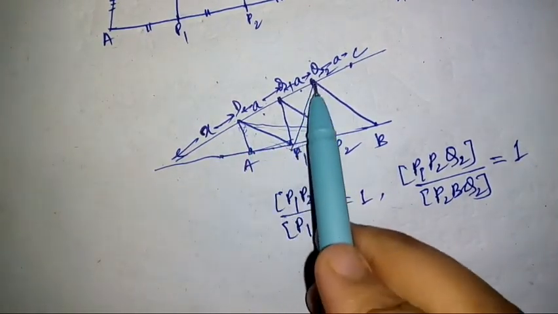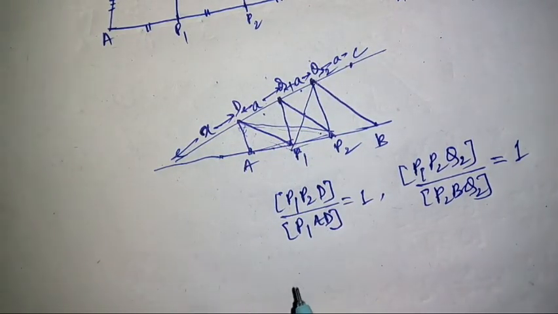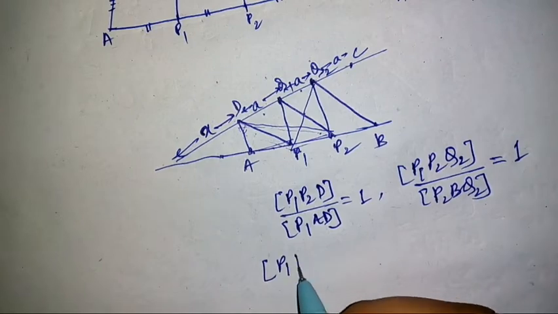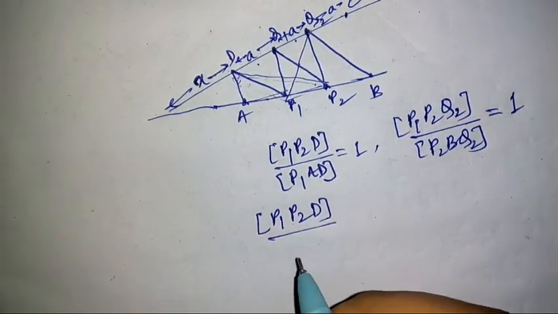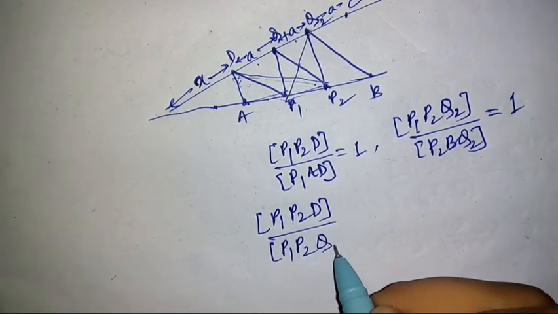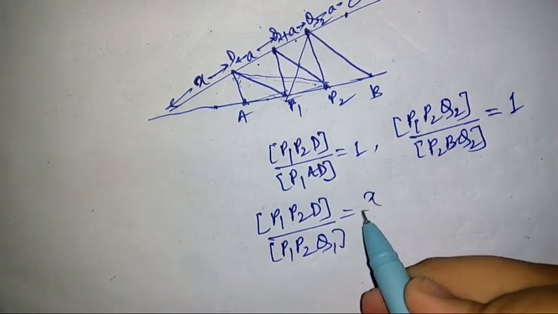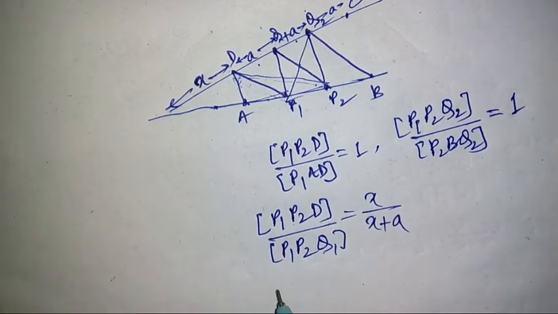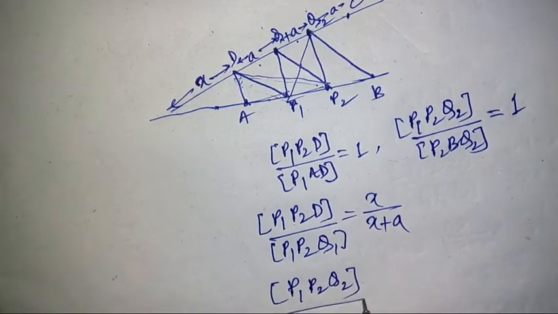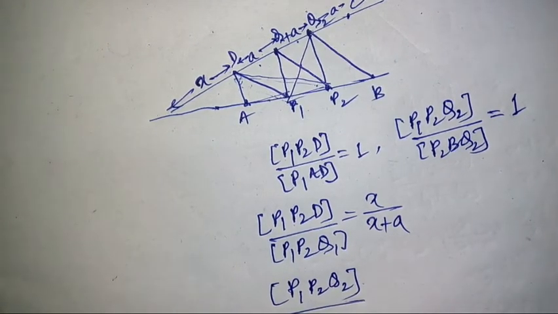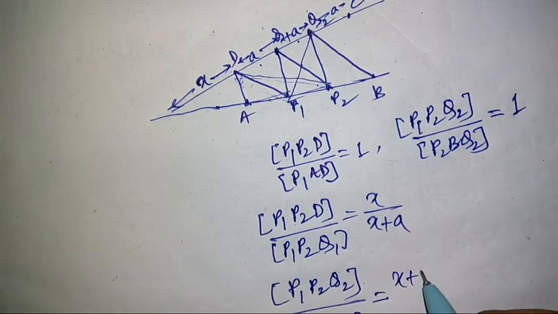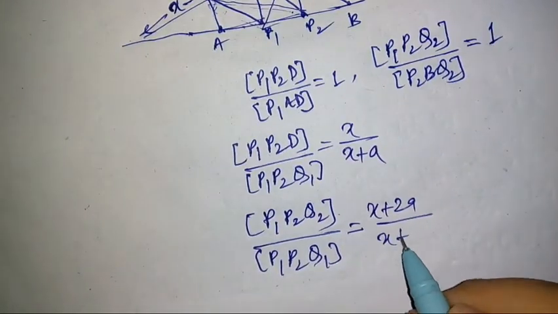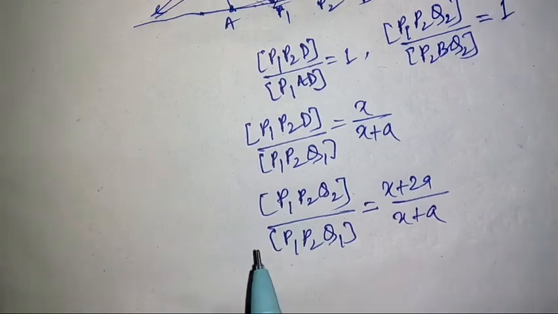Now I have 3 triangles. I will try to relate their areas using the vertex lighting theory. The area of triangle P1P2D by the area of triangle P1P2Q1 can be written as X by X plus A. Similarly, the area of triangle P1P2Q2 by P1P2Q1 can be written as X plus 2A by X plus A.